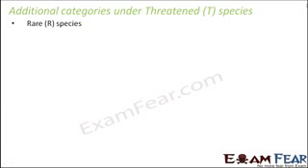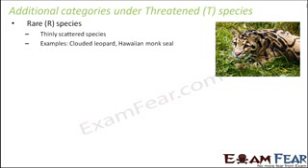species, which is normally denoted by capital R. So rare, that means something which doesn't occur that often. So these are thinly scattered species, that is small population species, and such species are generally localized within restricted geographical areas. So they are thinly scattered species or rare species. For example, clouded leopard, Hawaiian monk seal.